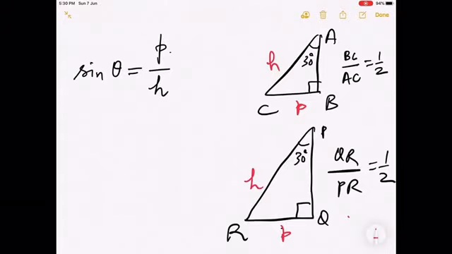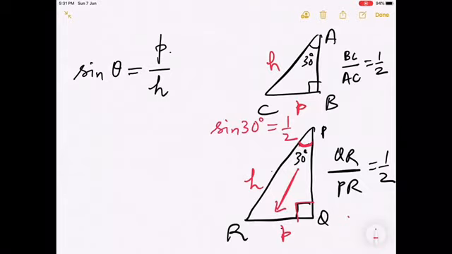So therefore, perpendicular upon hypotenuse, the ratio will always be the same for this angle of 30 degrees. So in place of theta, if I write 30 degrees, then I can write like this: sine 30 degree is equal to half. It will not depend on the triangle, whether the triangle is big, triangle is small, what kind of triangle you have. If one of the angles is 90, the other angle is 30, then the ratio of perpendicular to hypotenuse will always be half.